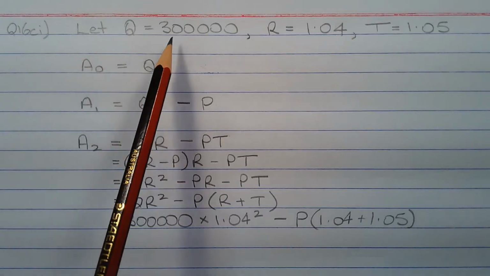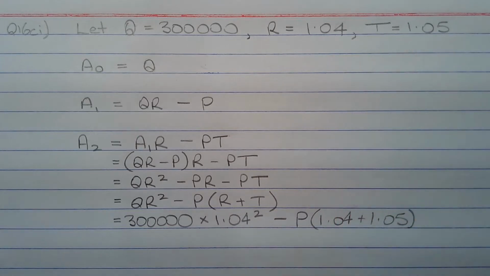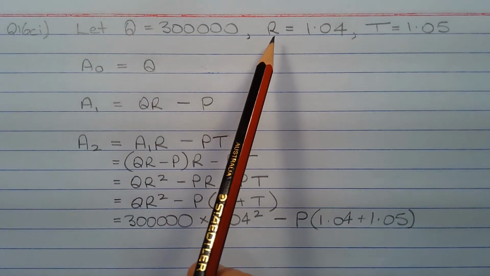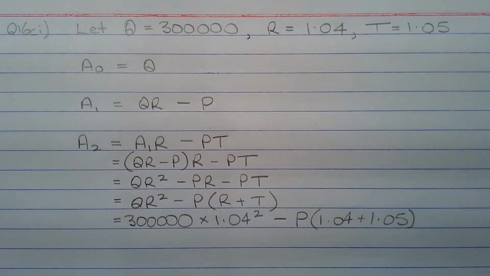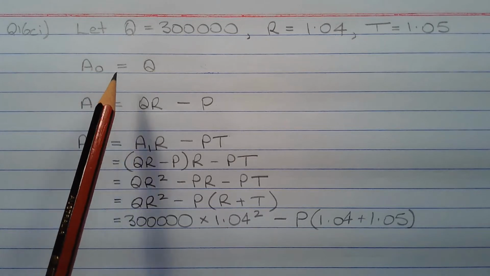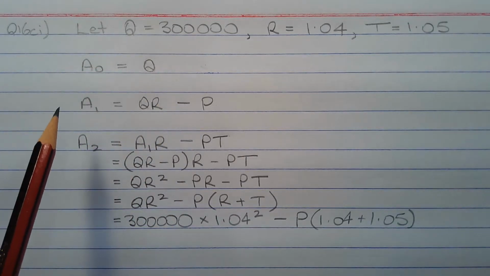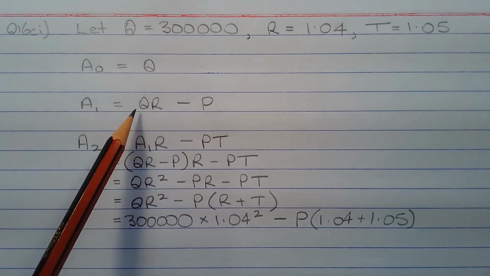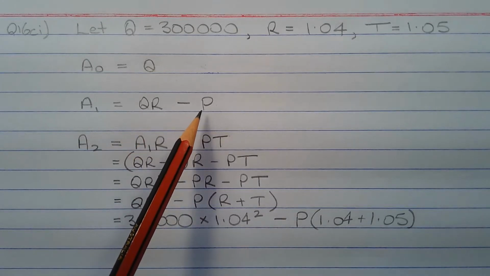Let Q equal 300,000, R equal 1.04 and T equal 1.05. Q represents the deposit amount, R represents the increase due to compound interest, and T represents the increase of the withdrawal amount each year. Now A0 equals Q, which represents the amount in the account at the beginning. A1 is equal to QR minus P, so that's the deposit amount multiplied by 1.04, minus 1 withdrawal of P dollars.